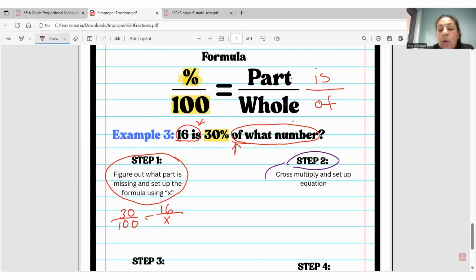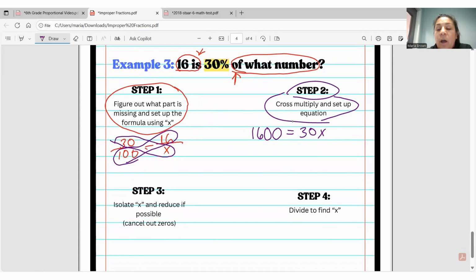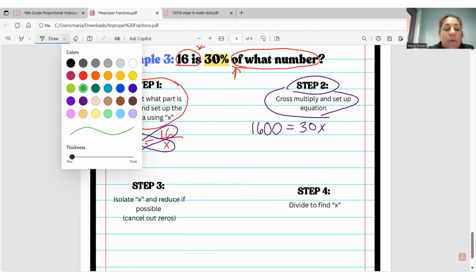Step 2, cross multiply. Okay, here we go. 16 times 100. Okay, I'm not going to do that math for you. You can do that on your own. 16 times 100 is 1600 because 1 times 16 is 16 and there's 2 zeros, 1600. And then we're going to cross multiply 30 times x. How do we write that? 30 times x. Okay, they're right next to each other. Remember, because division is the opposite of multiplication, now we can isolate x for step 3 over here.